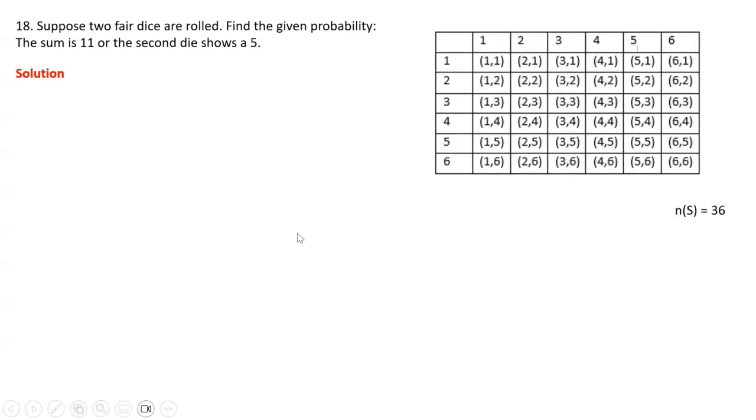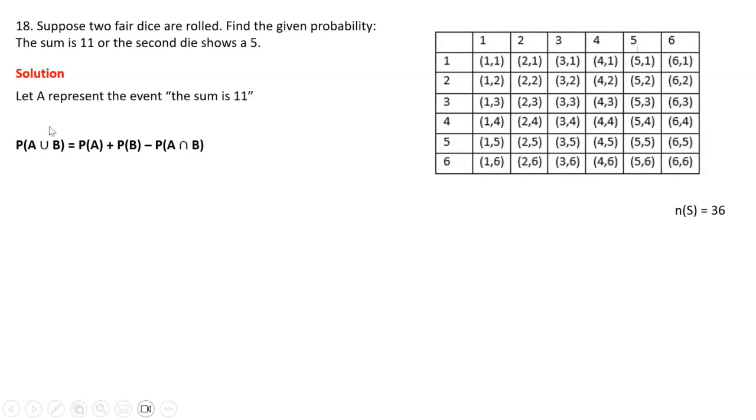Number 18. It says, suppose 2 dice are rolled. Find the given probability. The sum is 11, or the second die shows a 5. So here, we're going to use a formula, guys, all right? Again, my sample space is 36. Why? Because there's 36 possible combinations. There's 6 across and 6 down, so 6 times 6 is 36. The word or means that we're looking for union, right? The sum is 11, or the second die shows a 5.